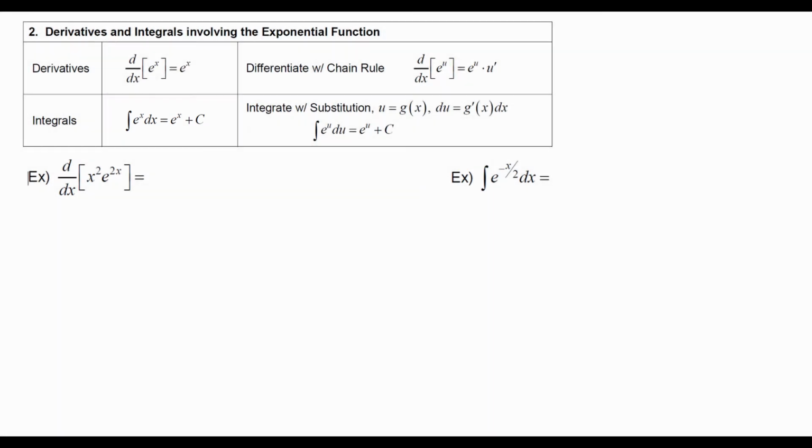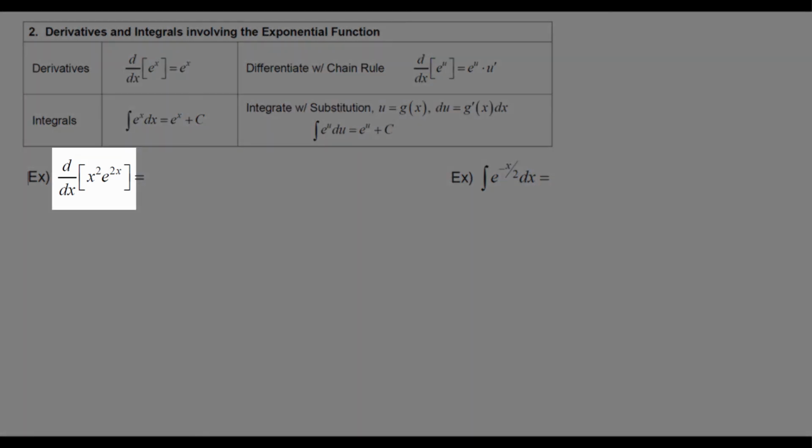However, if it's not e to the x, then we could do the u substitution method for the integral. You can substitute it as the integral of e to the u du. Then it will be e to the u plus c, and you need to do the back substitution and replace u by g of x, and your answer will be e to the g of x plus c.